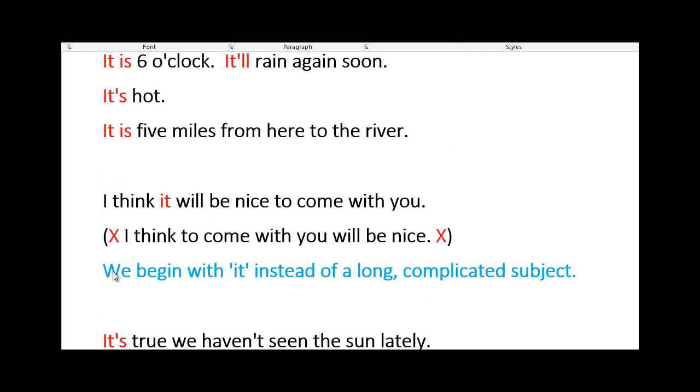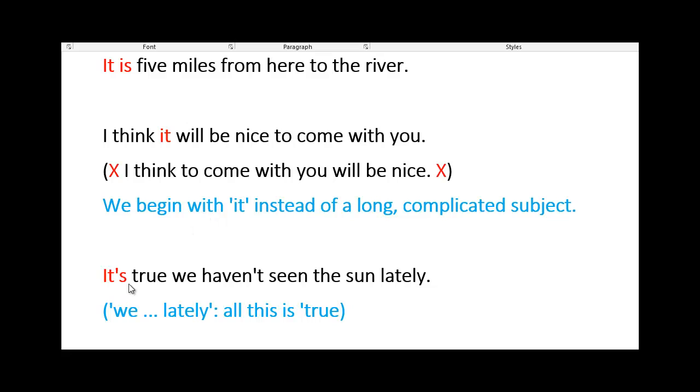Also, to make the sentence easy, so like when you say it will be nice to come with you, instead of saying I think to come with you will be nice. That's very long, complicated subject to talk about. So just say it will be nice to come with you. Okay, that's using will. And also, it's true we haven't seen the sun lately. So we haven't seen the sun lately. The whole thing, all this sentence, okay? All this is true. That's how we use it is.